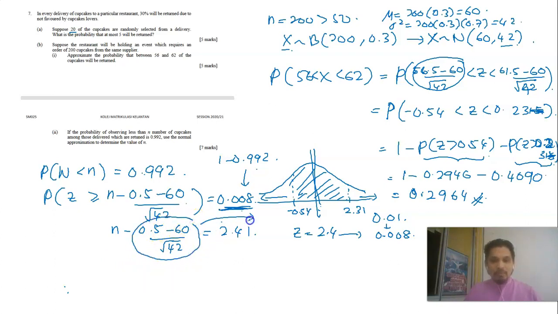So now for this one, calculate this and bring it up to the other side, and you will get n equal to 76.